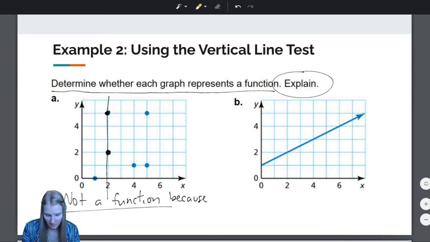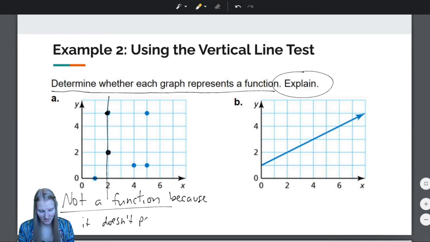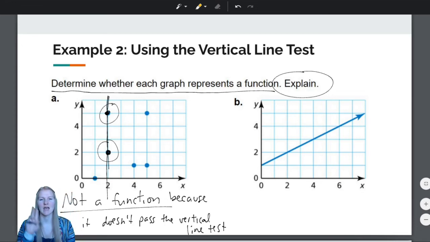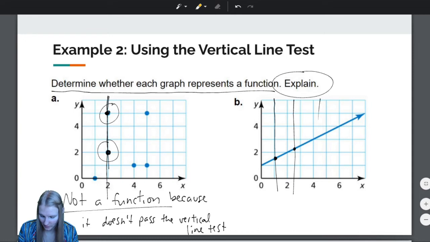Because, oops, and I'm drawing behind my head. It doesn't pass the vertical line test. It fails. If I draw a vertical line, it intersects at 2 points. And that's not okay. Okay, part B. If I draw a vertical line, I intersect at 1 point. Intersect at 1 point.